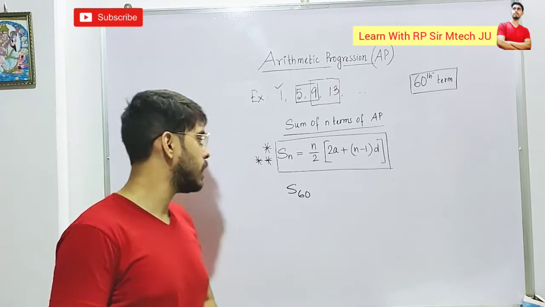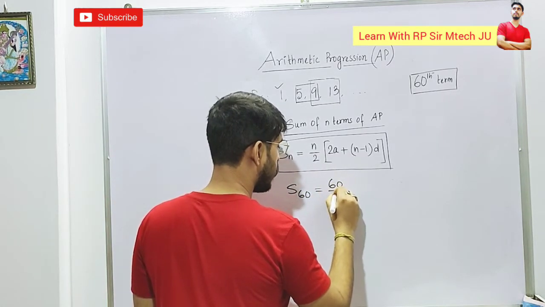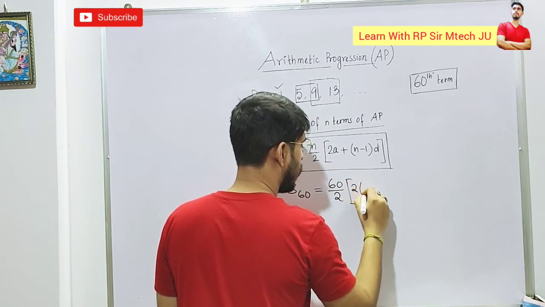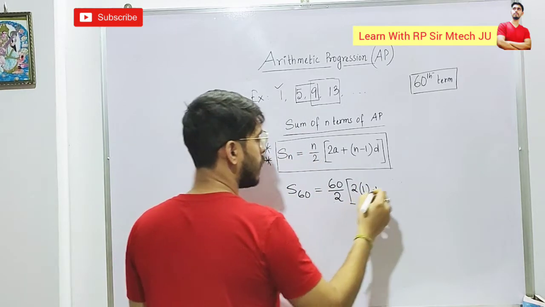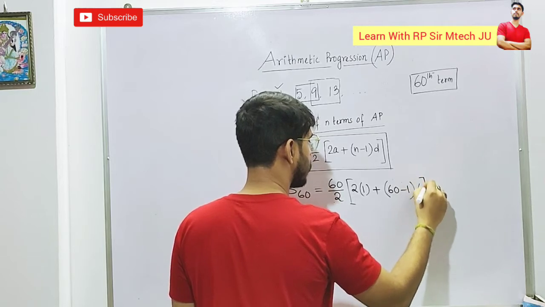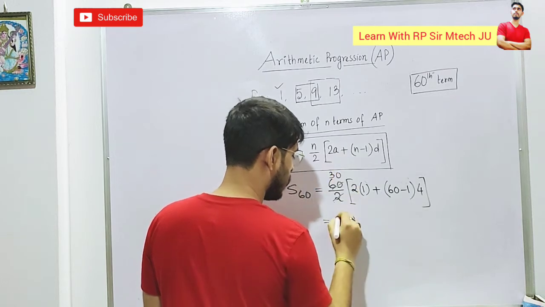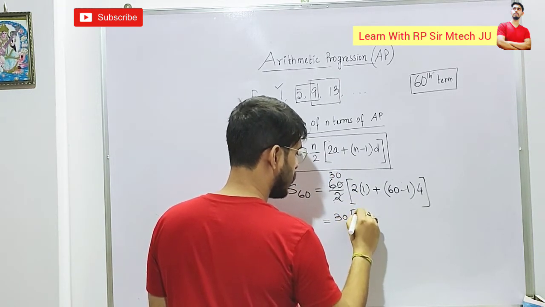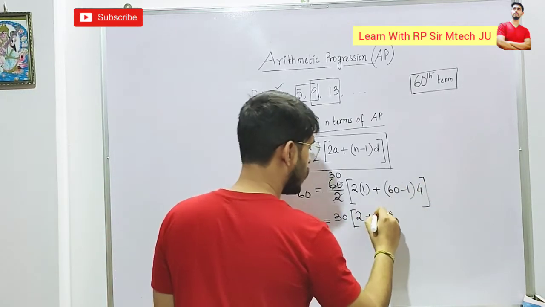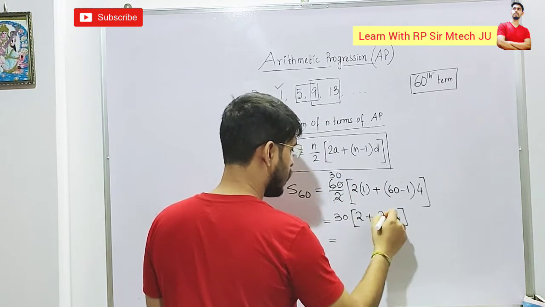Okay. So S60, what will be this? 60 by 2. Twice of A, that is twice of 1, plus n minus 1, that is 60 minus 1, into D, that is 4. So this becomes 30. 30 into, this is 2 plus, this is 59 into 4. So the same result will come, 236. And it will be 238 into 30.